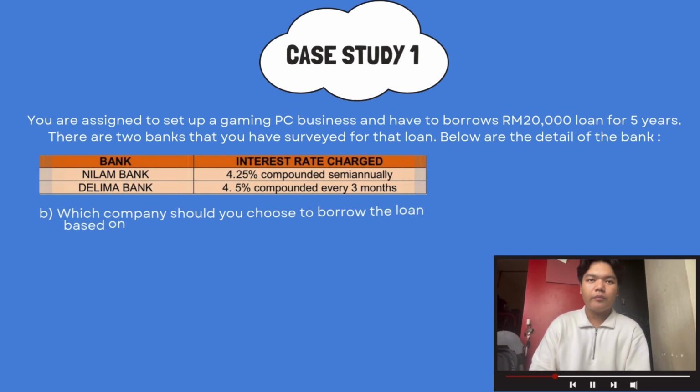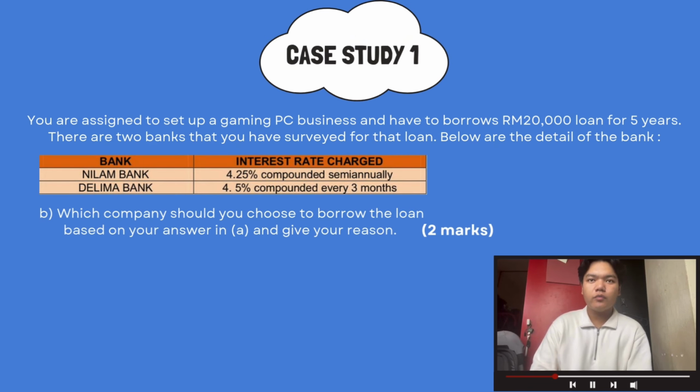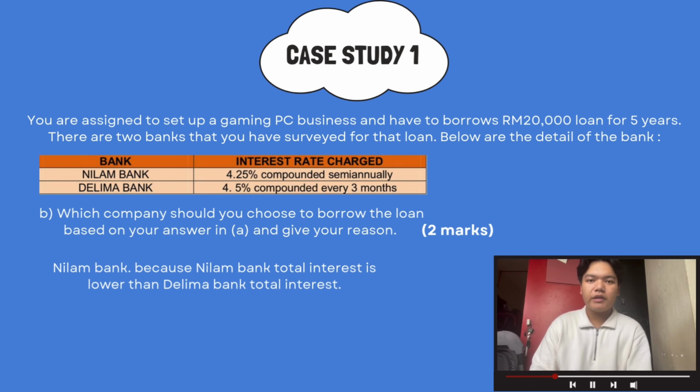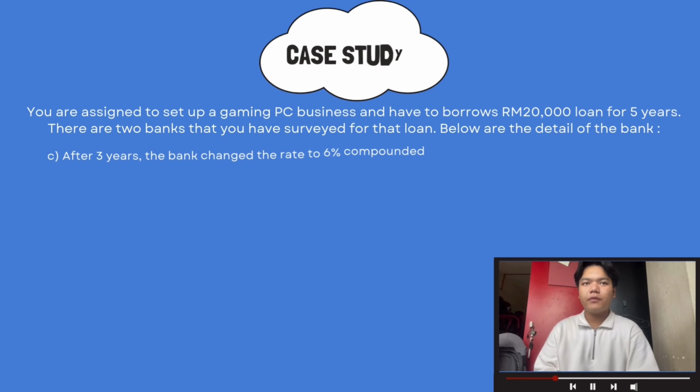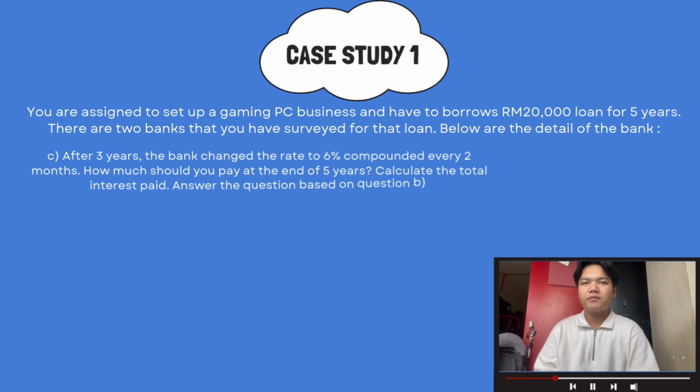For question 1b, which company should you choose to borrow the loan from, based on your answer in A, and give your reason? The answer is Nilam Bank, because Nilam Bank's total interest is lower than Delima Bank's total interest. For question 1c, after 3 years, the bank changed the rate to 6% compounded every 2 months. How much should you pay at the end of 5 years? Calculate the total interest paid. Answer the question based on question B.